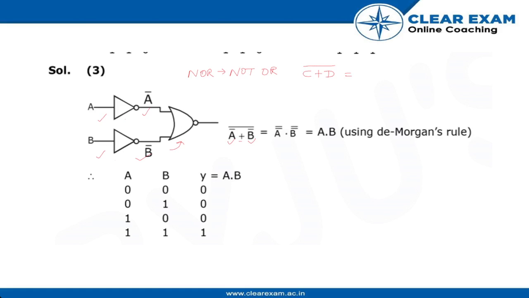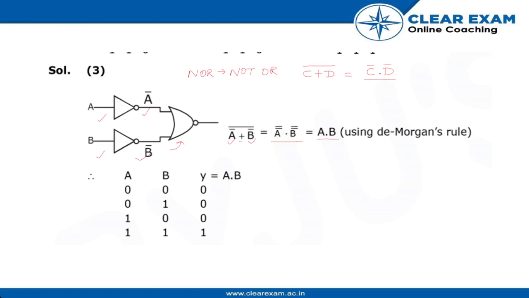So, C or D naught can be written as C naught and D naught. So over here we'll apply the same rule, and A naught naught is A, B naught naught is B. So we simply have A dot B.